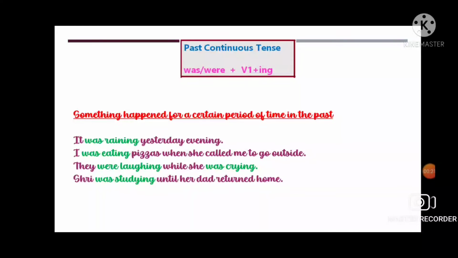This is the most common way of using past continuous tense. I was doing this when this happened. She was doing that when that happened. She was studying when mom called her. He was drawing when I entered the room.